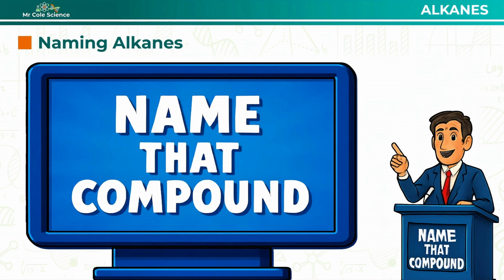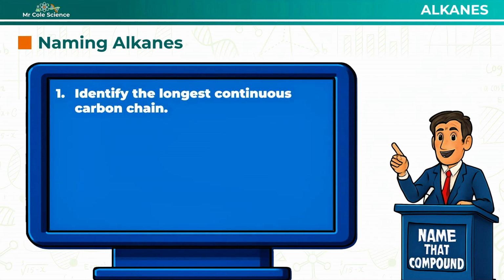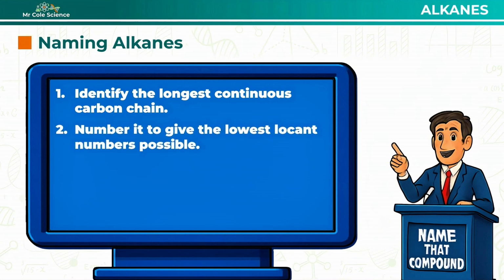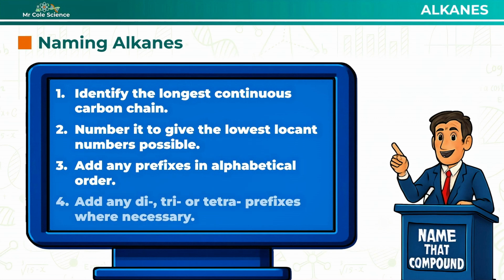So before we start, remember the key steps. Identify the longest continuous carbon chain, number it to give the lowest locant numbers possible, and then add any prefixes in alphabetical order, remembering to add on any di, tri, or tetra prefixes where necessary.